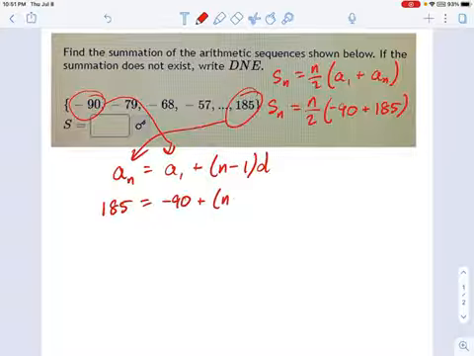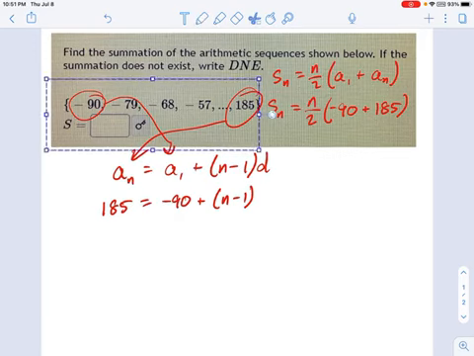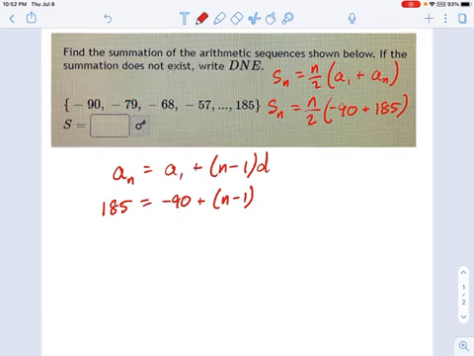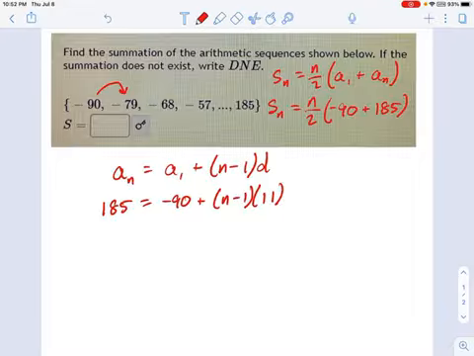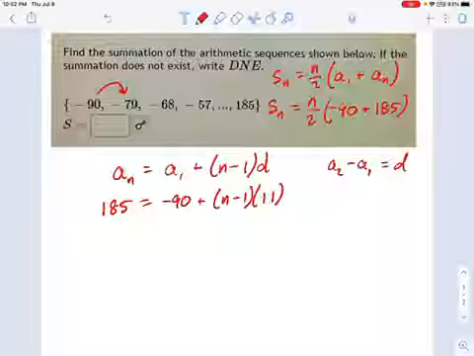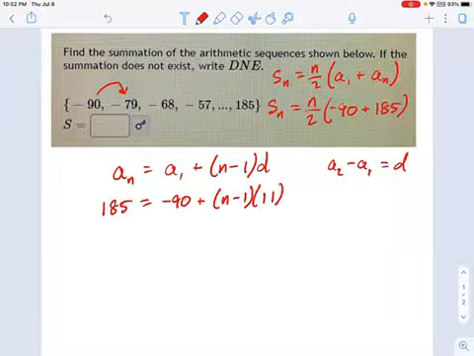I don't know what n is, but we have a number of jumps here, and each jump is of this size. That's a good question. How big are the jumps? So take a look here, see if you can figure it out. We're going from negative 90 to negative 79. It looks like a jump in the positive direction. It's getting more positive. That looks like 11 to me. If you want, you could say negative 79 minus negative 90, right? a2 minus a1 equals d, if you want a formula way of doing it. But it comes out to 11.